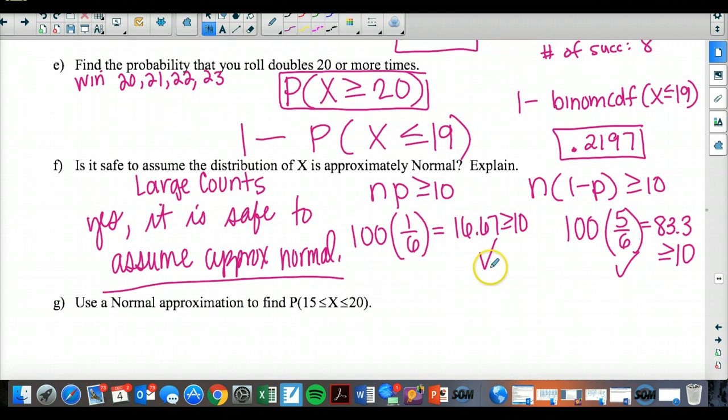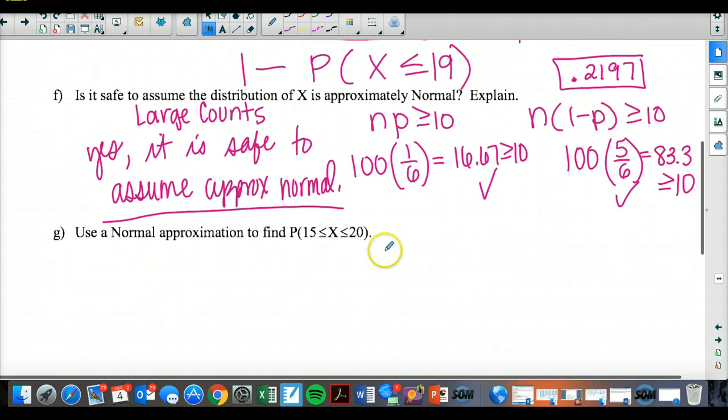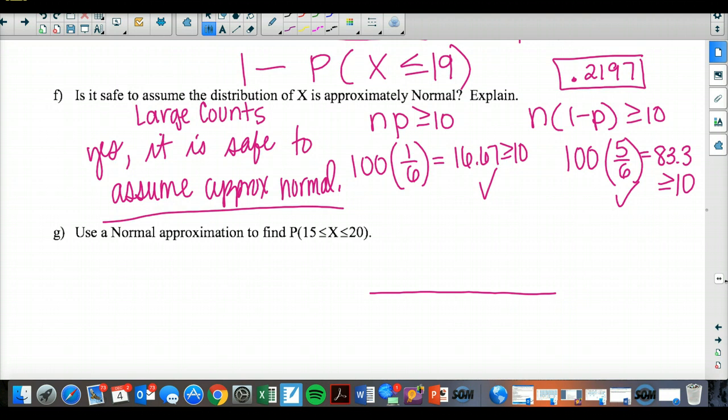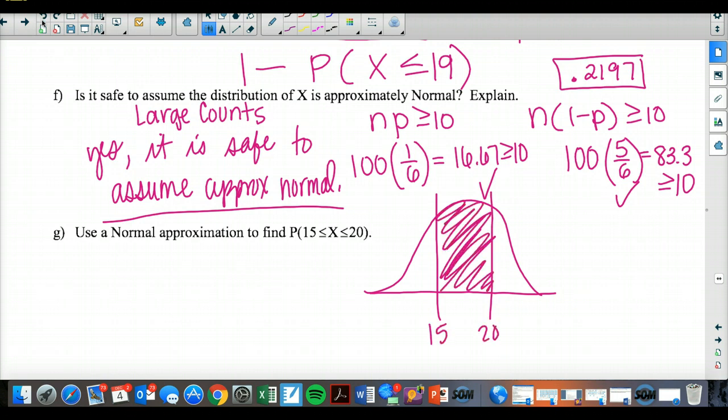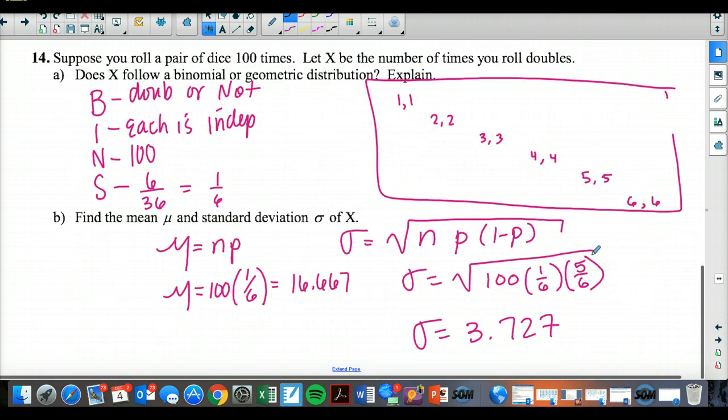Now you're going to use the normal approximation to find this, 15 to 20. Oops, I'm doing that wrong. Okay, it doesn't matter where you mark, 15 to 20. What is our mean? Didn't we calculate the mean on the front page? We said our mean is 16.667 and our standard deviation is 3.727.